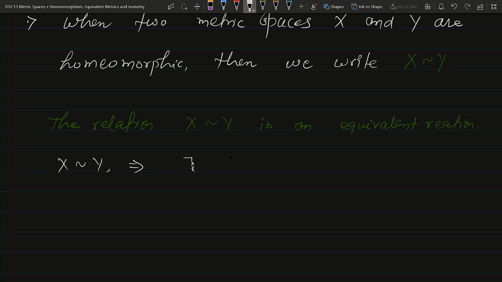Then this will imply that there exists f from X to Y such that f is a homeomorphism. If f is a homeomorphism, then it is one-one and onto, and moreover it is a continuous mapping from X to Y, and its inverse f inverse is a continuous mapping from Y to X. So we have these properties for this f. Now we are going to prove that this relation is an equivalence relation.